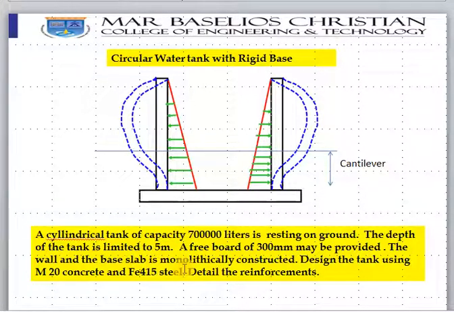is monolithically constructed, meaning that it's a rigid base. They have cast together, so the joint is fixed. So it's a rigid base. Design the tank using M20 concrete and Fe415 steel. Detail the reinforcement.